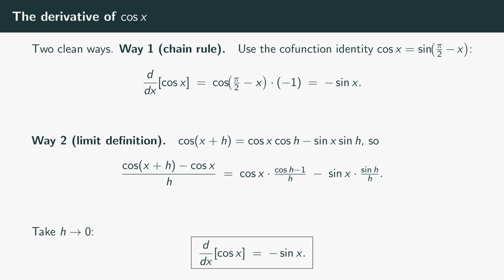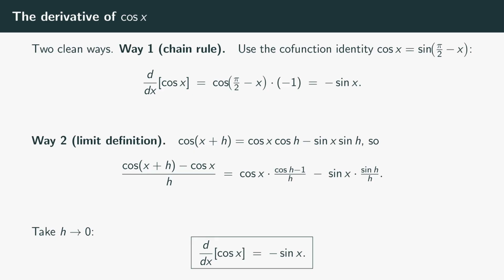Differentiate the right side with the chain rule. Outer derivative, the derivative of sine is cosine, evaluated at the inner, that gets cosine of pi over 2 minus x. The inner derivative is the derivative of pi over 2 minus x, which is minus 1, multiply. Cosine of pi over 2 minus x times minus 1, and cosine of pi over 2 minus x is itself sine x by the same cofunction identity, so the derivative is minus sine x.